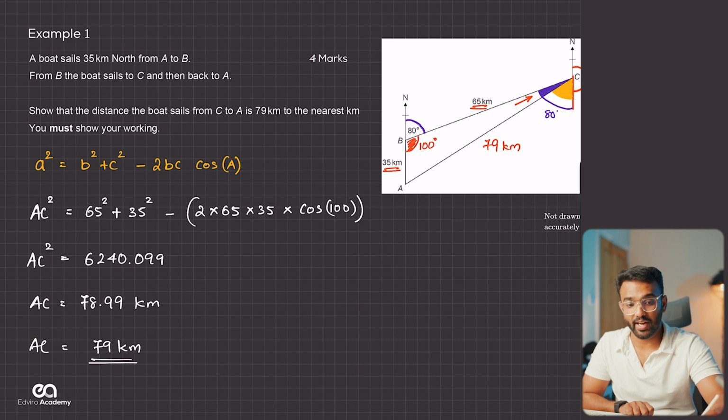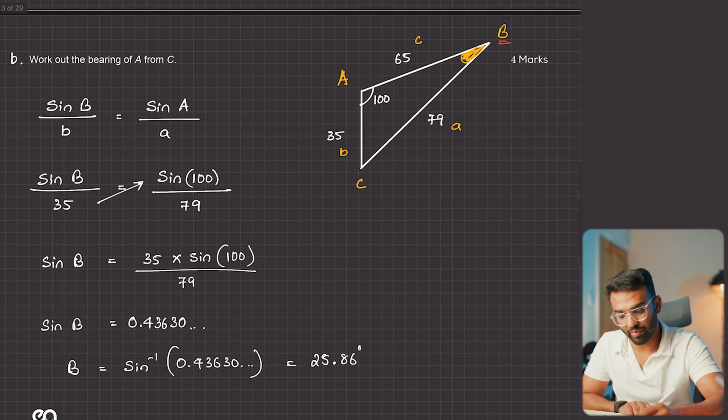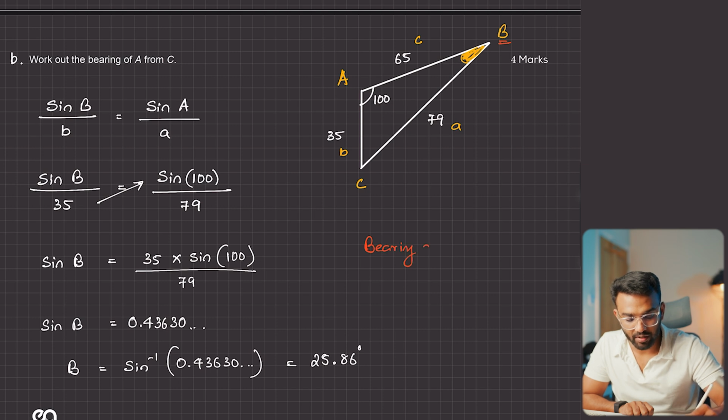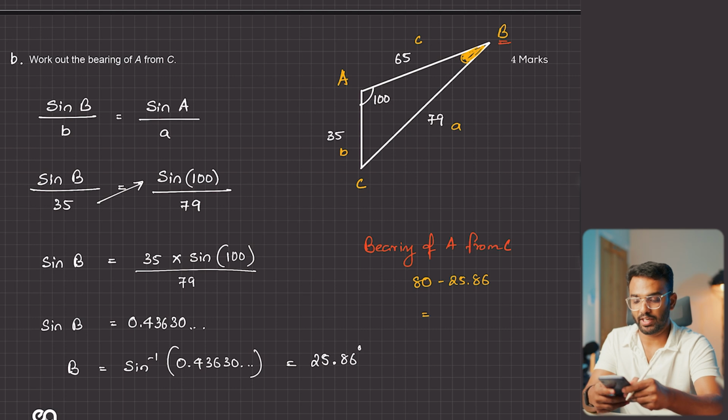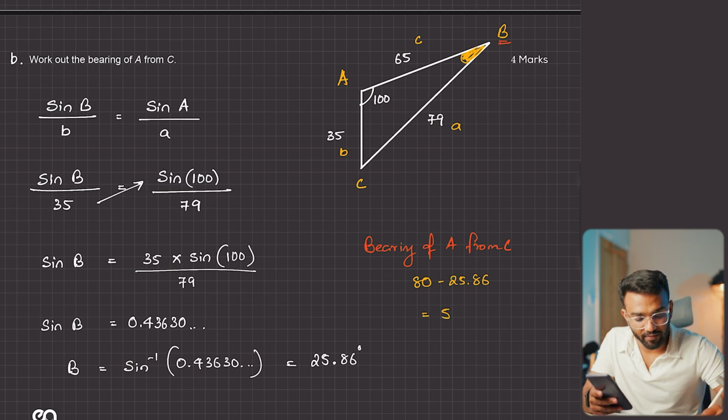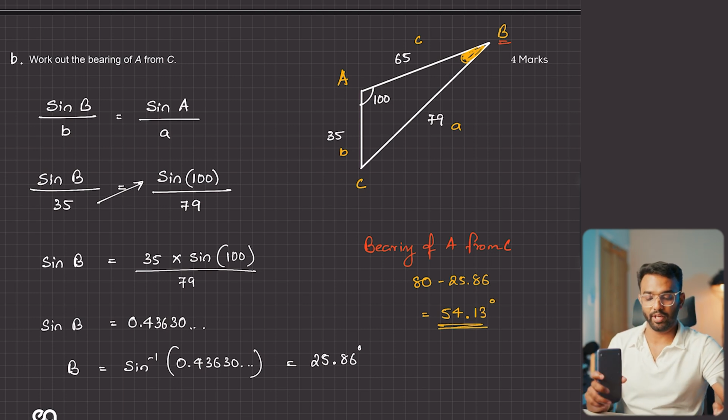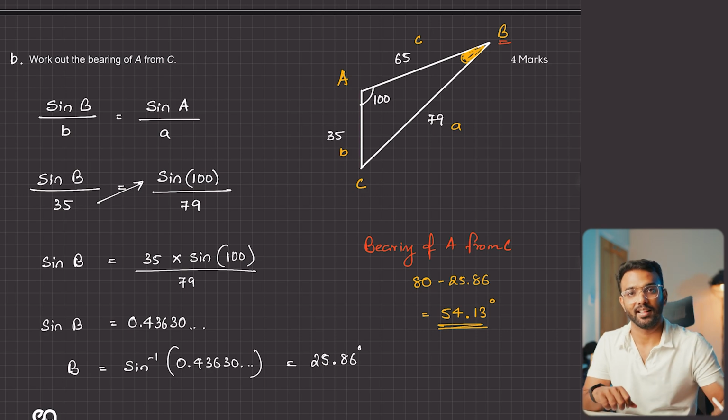So what is the yellow angle? So the bearing. So bearing, you could write bearing of A from C. What would that be? That would be 80 minus 25.86. And that would be your final answer. So 80 minus my answer, it's giving me 54 degrees, 54.13 degrees. And there we go. That's our final answer. That's how we do this one.